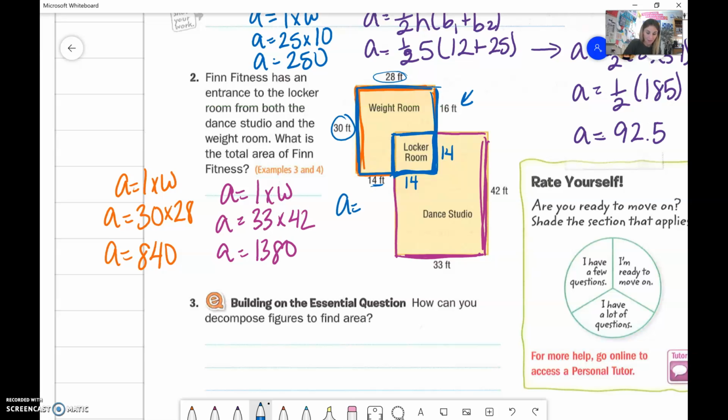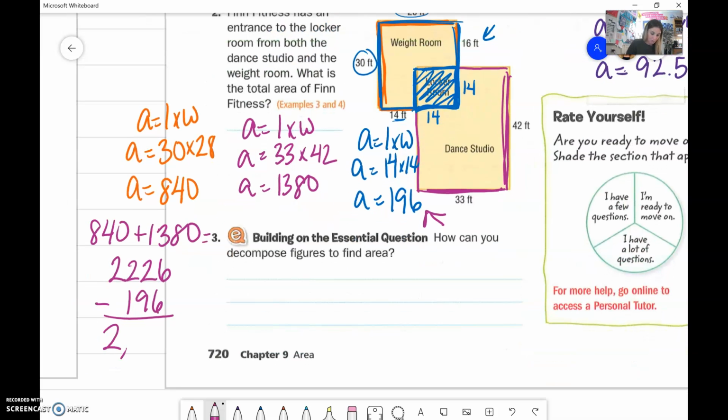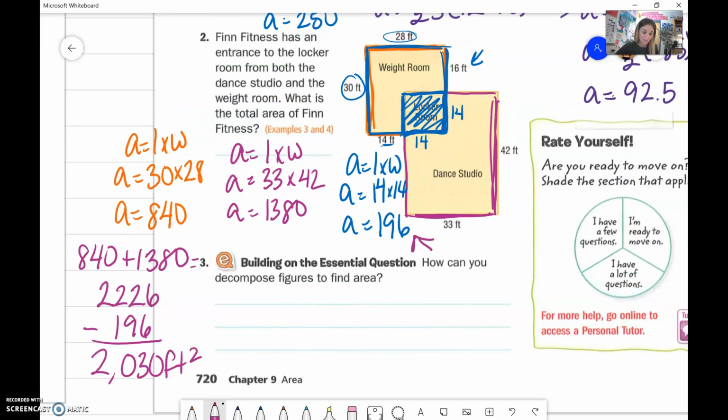So now let's figure out that area. Length times width. So we're going to take 14 times 14, and area equals 14 times 14 is 196. Okay, so that's the area that I'm taking away, that I'm taking out. So I'm going to add 840 plus 1,380, which gives me 2,220, and then I need to minus my 196, which gives me a grand total of 2,024 feet squared for the area of Finn's Fitness.